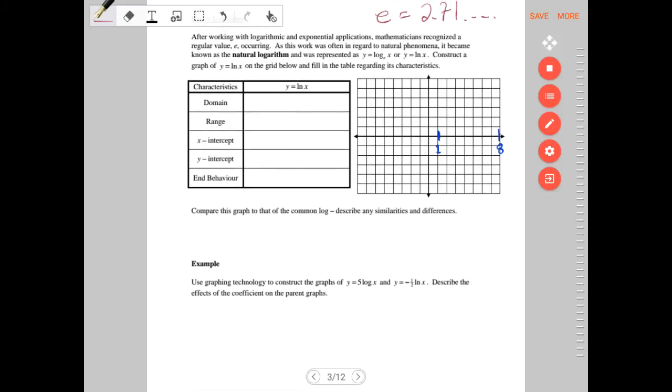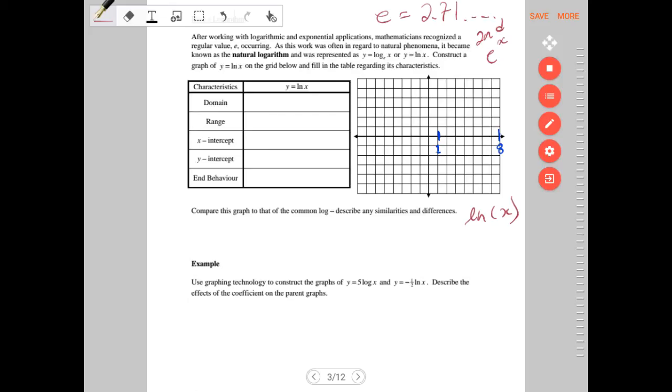Because this number kept showing up in regard to natural applications, it is known as the natural logarithm and is represented as y equals log base e of x or y equals ln of x. So if you find e to the x on your calculator, if you press second e to the x, or shift e to the x, or control if you're an Inspire owner, then you should be getting ln x, and then you can substitute in the x.